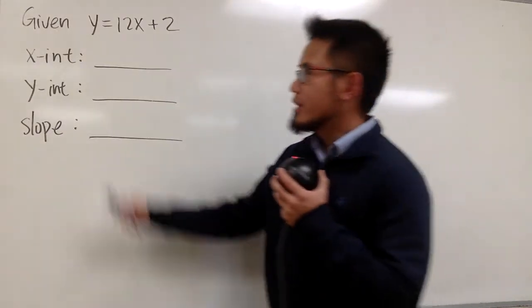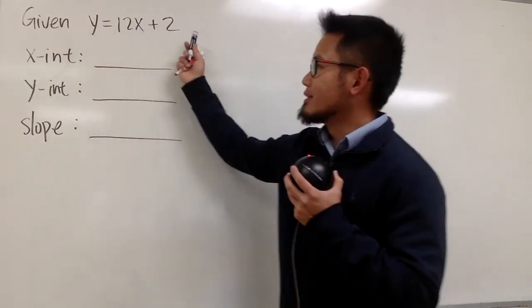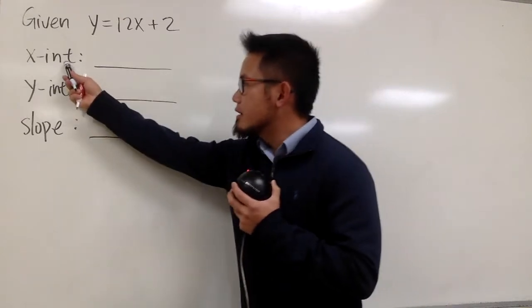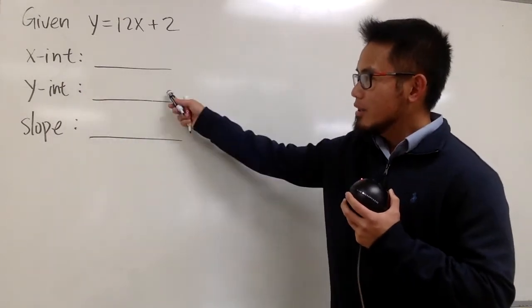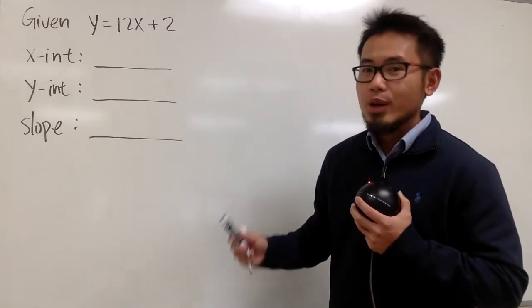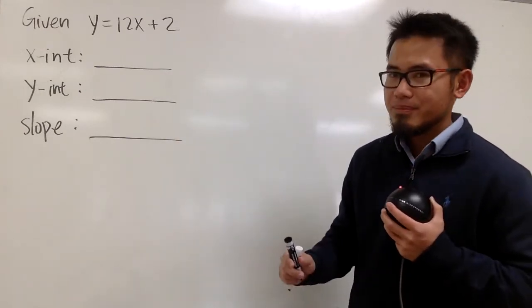Okay, we're given this equation, y is equal to 12x plus 2, and we are going to find the x-intercept, the y-intercept, and also the slope. And in fact, the y-intercept and the slope are pretty easy. We know the answers to them already.